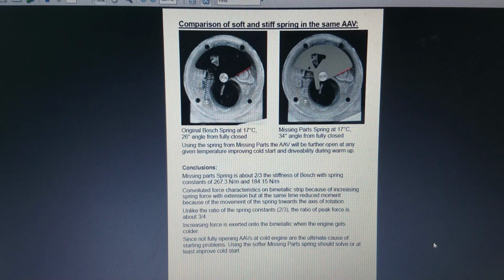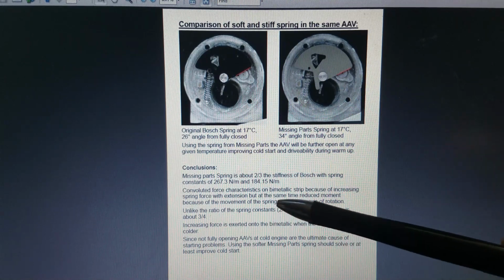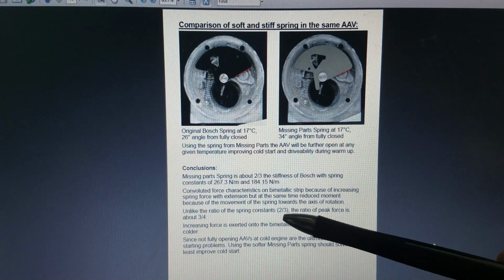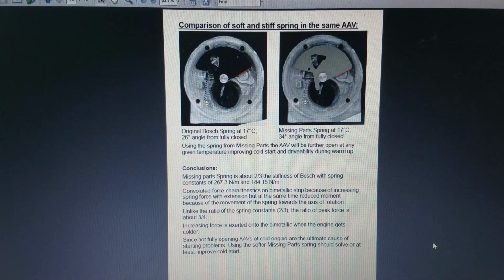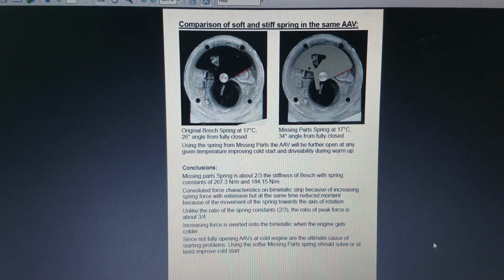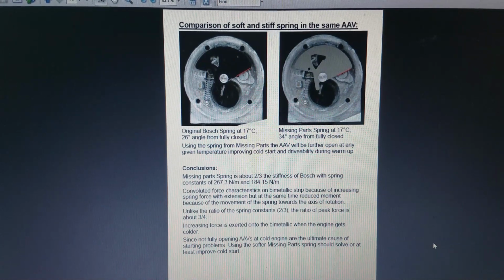So this is an overlaid effect, and that leads to the curve with the hump that I showed earlier. Interesting is that although the spring constants are a ratio of 2 to 3, the peak force ratio is about 3 to 4. And I have talked to the people at Missing Parts, and they said, yeah, they were shooting for a closing time of 4 minutes instead of 3. So this might be a coincidence, but I would say it's probably real that I measured the 3 to 4 ratio.